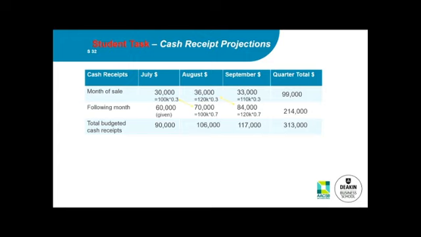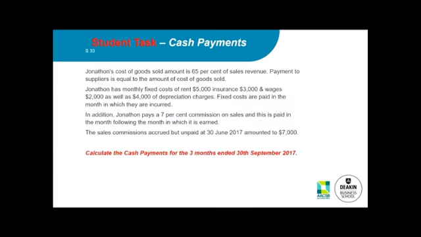Okay? So the next thing that we need to do is, so that gives us an idea of what the budgeted cash receipts are going to be for the first quarter, July, August, and September. Then we're provided with this information. So the company's cost of goods sold is 65% of sales revenue, and the payment to suppliers is equal to the amount of the cost of goods sold. So, I mean, we're selling products to our customers, but we need to buy those products as well, right? So the cost of goods sold is 65% of the sales revenue, and that's how much we pay to our suppliers in the month when we purchase these products from the suppliers, right?